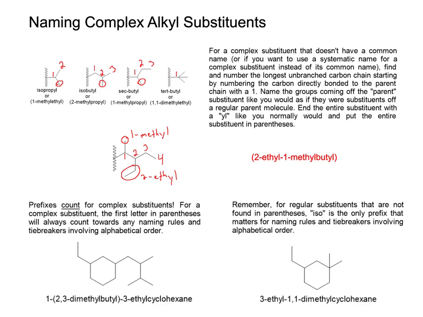At the 1 on the cyclohexane, we have the 2,3-dimethylbutyl, and at the 3, we have the ethyl. So we have 1-(2,3-dimethylbutyl)-3-ethylcyclohexane. And of course, just as a reminder, for regular substituents that are not found in parentheses, iso is the only prefix that matters for naming rules and tiebreakers involving alphabetical order. So for the cyclohexane down here, we have 3-ethyl-1,1-dimethylcyclohexane, and you can see that the E comes before the M because we don't count the prefix di in this example.